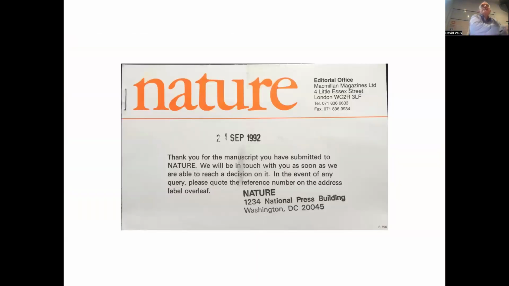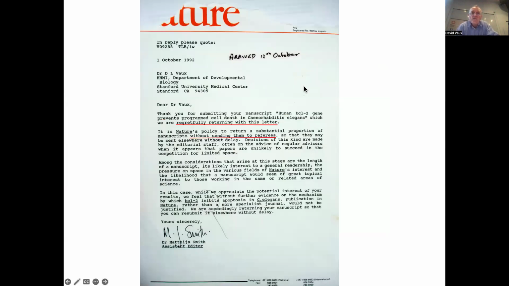So we finished the experiment. We sent it off to Nature, and in those days you had to mail things to Nature, and it would take weeks. We got a note to say thank you for submitting the manuscript. And then a couple of weeks later we got a letter back, arriving on the 12th of October, saying thank you for submitting your manuscript, Human BCL2 gene prevents programmed cell death in C. elegans, which we are regretfully returning without review. It's Nature's policy to return a substantial proportion of manuscripts without sending them to referees, et cetera. And so that was the end of that.